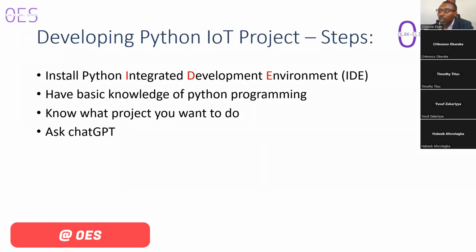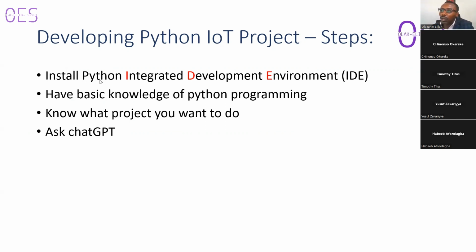All right, so let's come to the main aspect of today's talk, which is developing the Python IoT project. I've broken that into 4 main steps. The first step is you need to install your Python IDE, that is Integrated Development Environment. So you need to have that ready. I'll show you some of the IDEs we can use. Then you need to have basic knowledge of Python programming. I'll also show you how you can use ChatGPT to help you with your knowledge of Python programming.